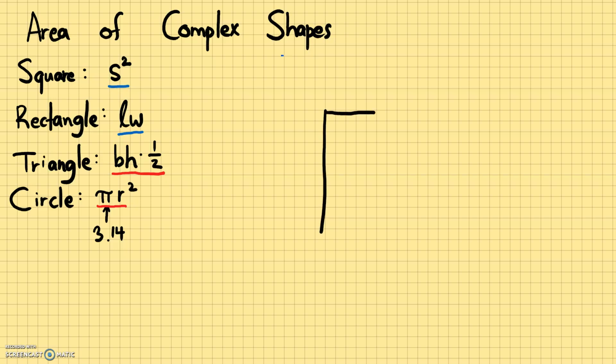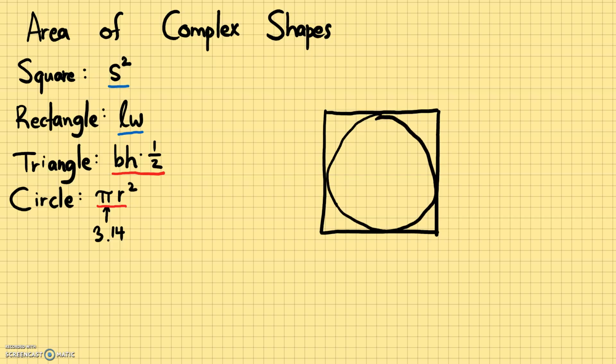So we have a square like this, and we have a circle inside the square like this. And we want to find the area, this purple area. How do you find the area of this purple area? And let's give the measurement. Let's say that the radius of this circle is 10 centimeters.